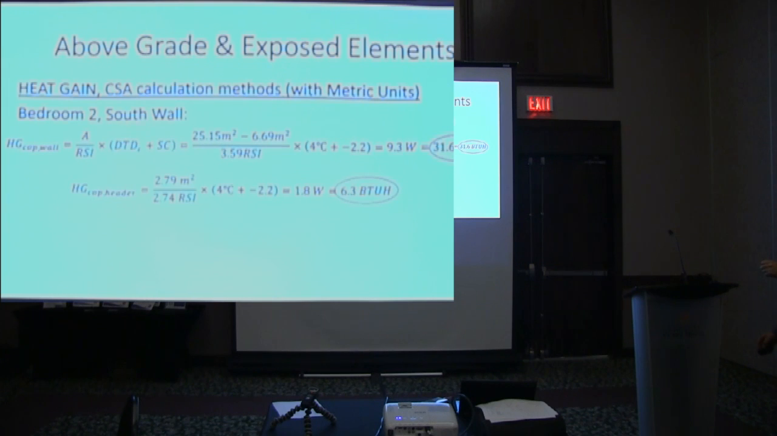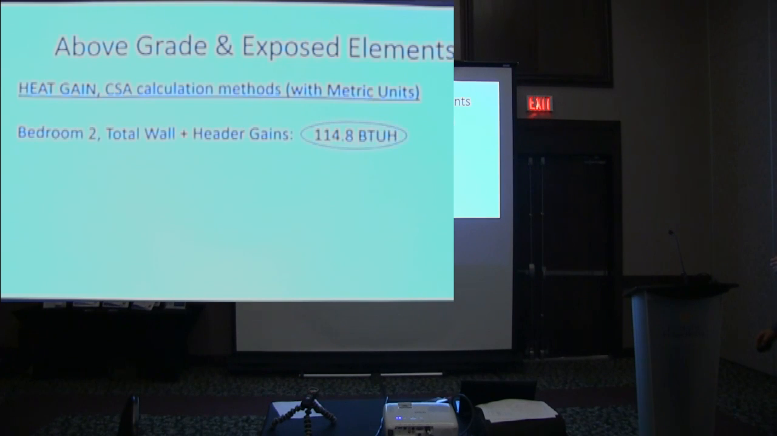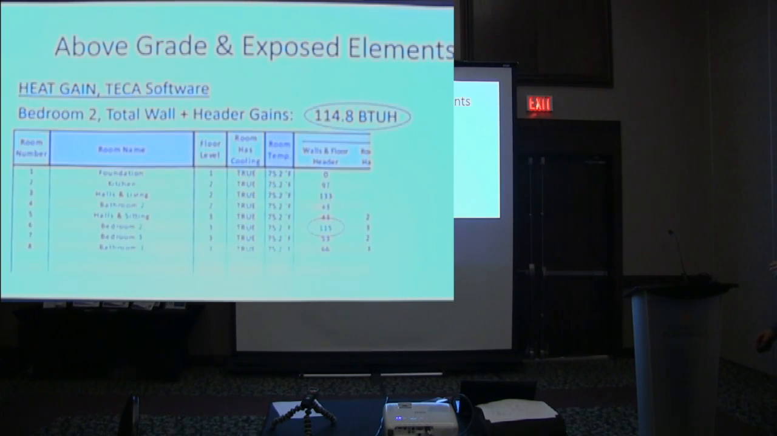Heat gain, this is incorporating solar correction factors based on the direction it's facing. 31, 6.3. Through the other wall, we got a west wall now, different solar correction factors, 67, 10. Add them all up, you get 114.8. Here, got 115.